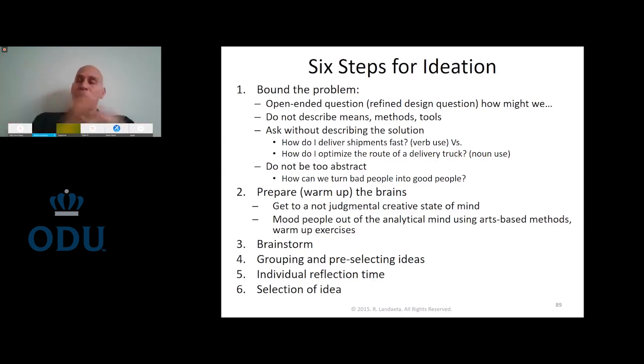Be careful again of being too abstract or too broad or too very narrow. The second part that we talk about, number one already, second part is the most important part for what I believe is the ideation process. And it means that we need to prepare ourselves to go through an ideation process.